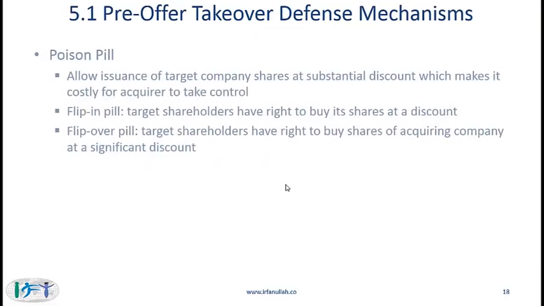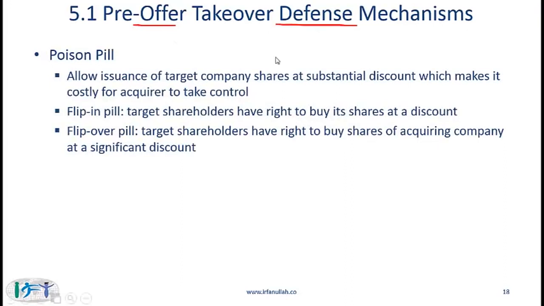Let's first take a look at several pre-takeover defense mechanisms. So these are mechanisms that companies can put in place to deter acquirers from taking over the company. One pre-offer takeover defense is a poison pill, and you have seen this at earlier levels. But when there is a poison pill provision that allows the issuance of target company shares at substantial discounts, this makes it costly for the acquirer to take control.